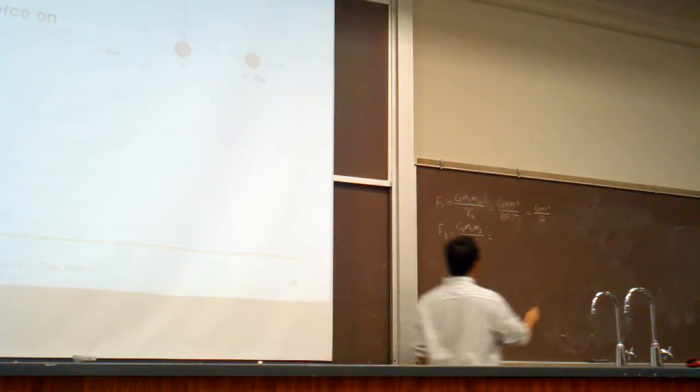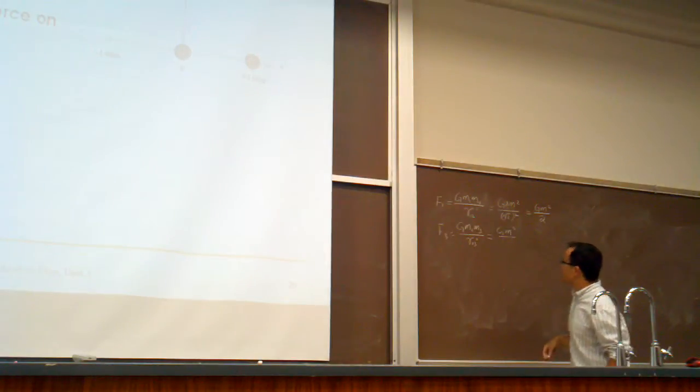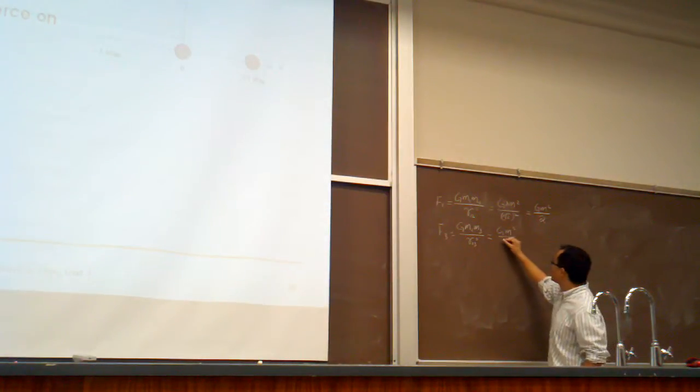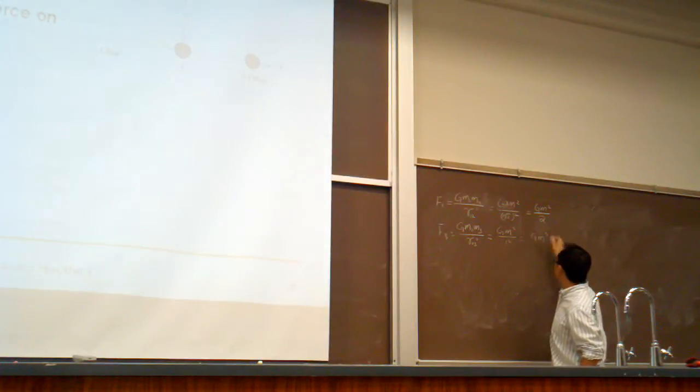This is R23. What's the number for R23? It's simply 1, right? So it's GM squared. In this case, all these masses will be the same mass M. So 1 squared equals GM squared. Okay.